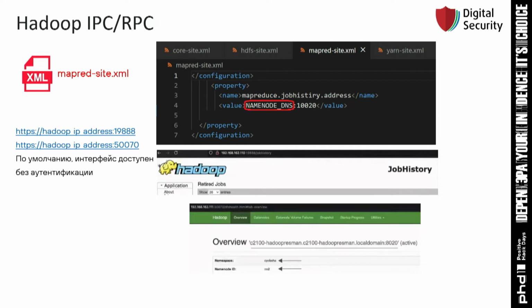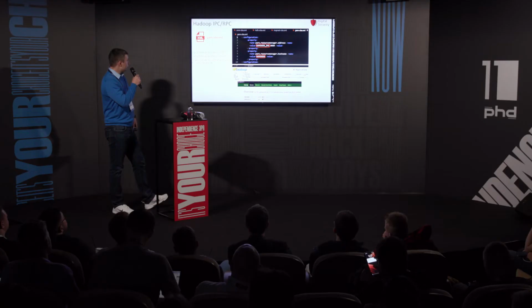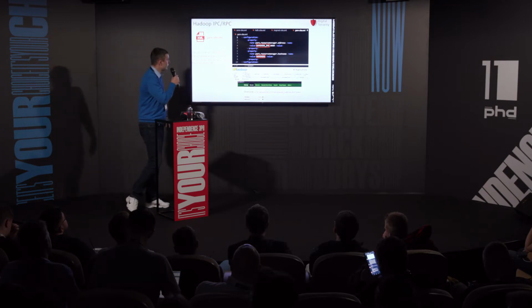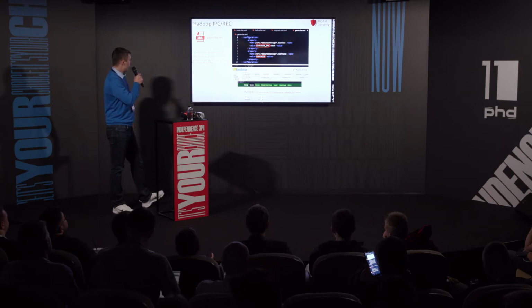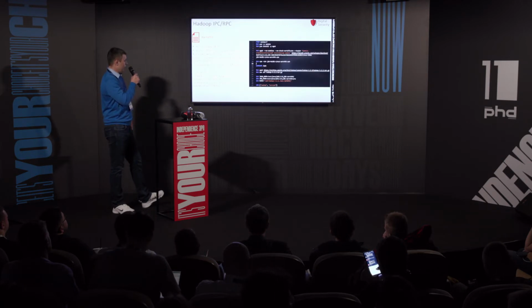You can find it on ports 18988, etc. And one last file is the Yarn site. That's where you can find the name node DNS, or simply name node. We put this in the value fields, and we are ready to interact with Hadoop HDFS.